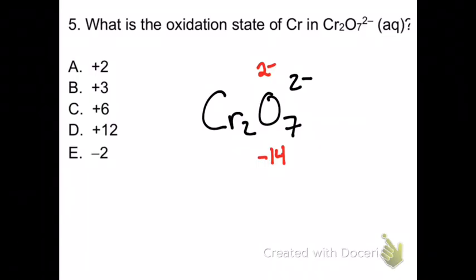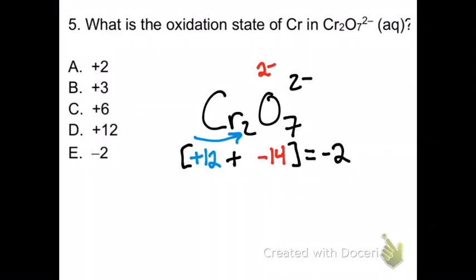Okay, so we need all of our oxidation numbers to add up to the overall charge on the molecule, which is -2. So what number plus -14 equals -2? Well, that's going to be +12. So that means that these 2 chromiums here are contributing an overall oxidation state of +12. But since there's 2 of them, we have to divide that number by 2 to get that each chromium is in its +6 oxidation state. And whenever you want to know oxidation state, it means the oxidation state on individual atoms involved. So the answer is going to be +6.